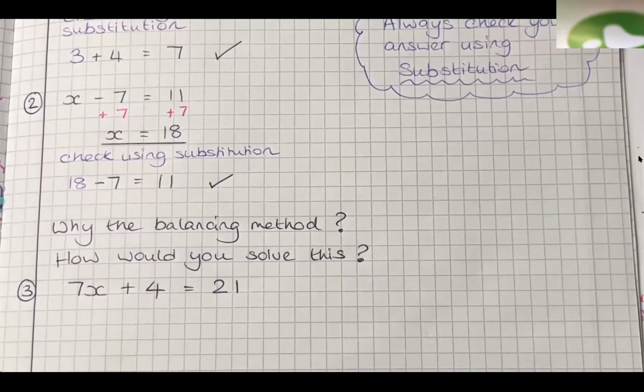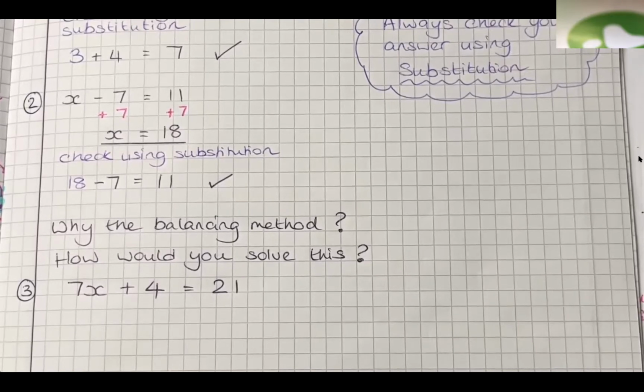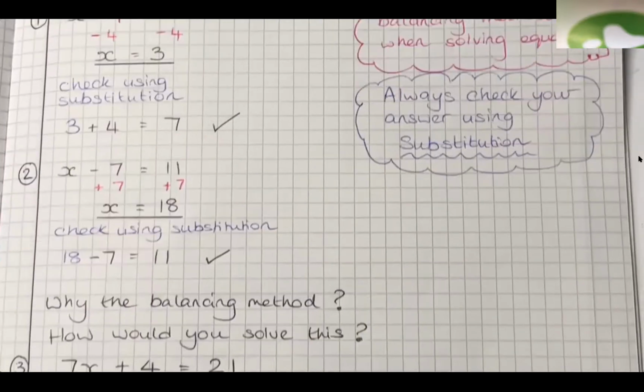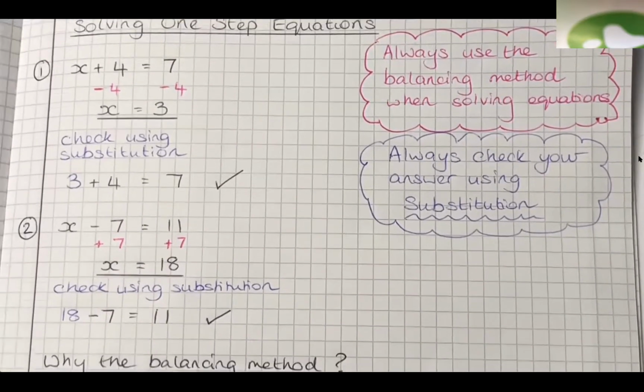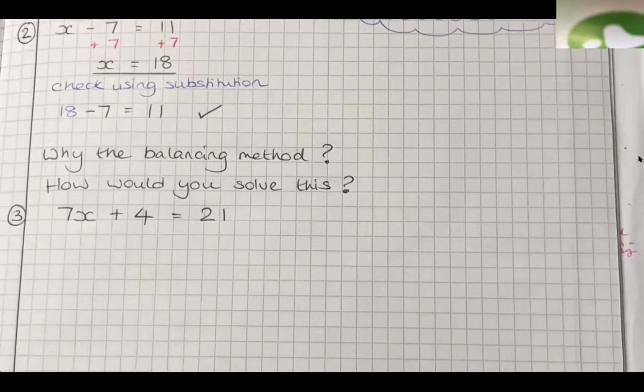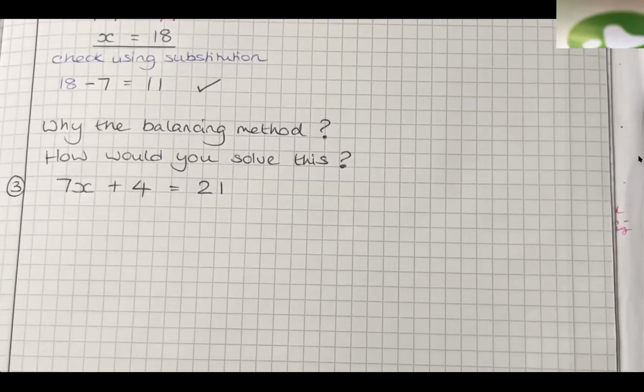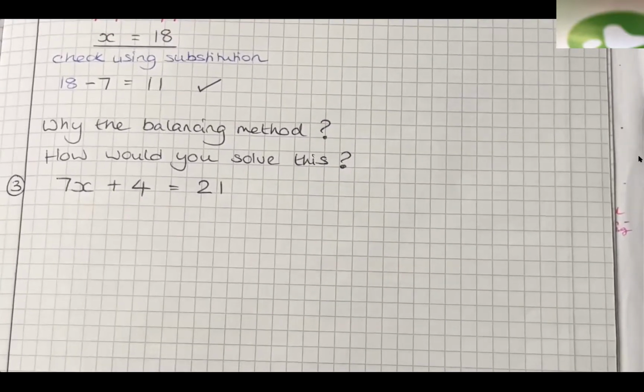So it gets tricky if my solution is not a whole number. It's not always going to be a whole number, and it's not always going to be positive. So please, however easy question 1 and 2 may have been, please get into the habit of using the balancing method, because otherwise you're going to come to a question like this and you're not going to be able to do it.